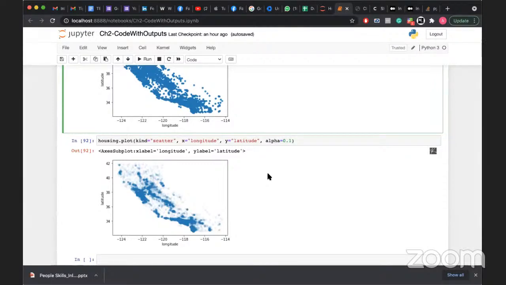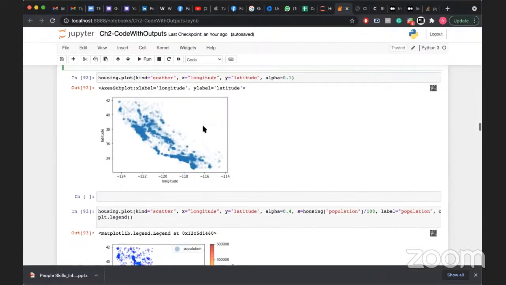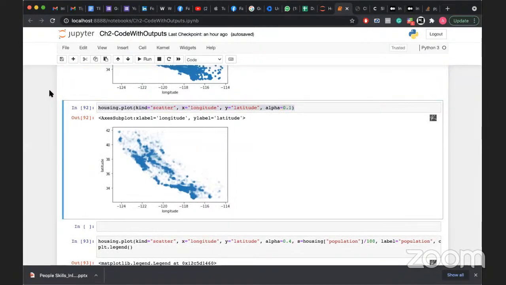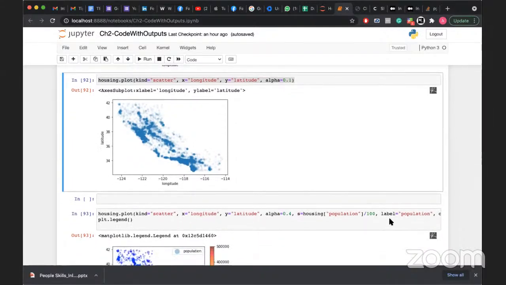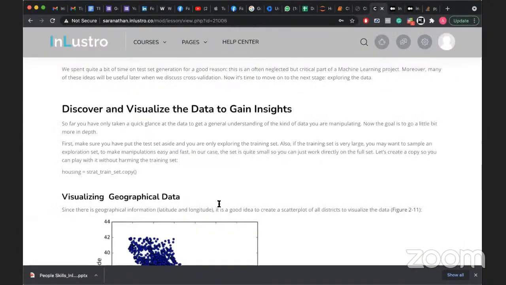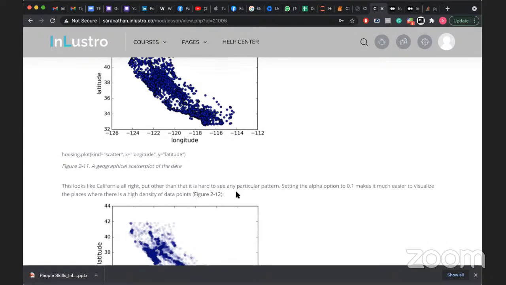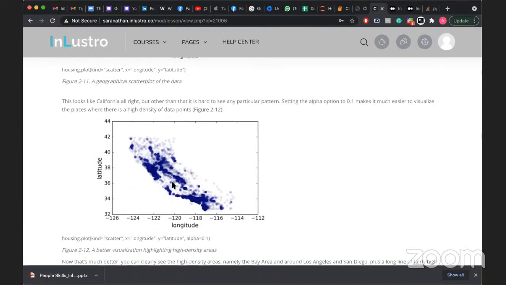Good. Then you move on. When you put alpha equals 0.1, what is essentially happening is that you are highlighting those points which are denser in terms of the values, and those that are weaker are going into a different shade. Alpha equal to 0.1 makes it easier to visualize places where there's a high density of data points.